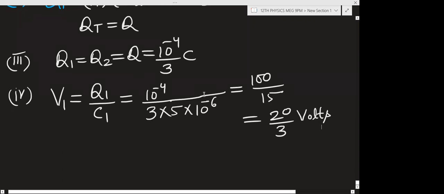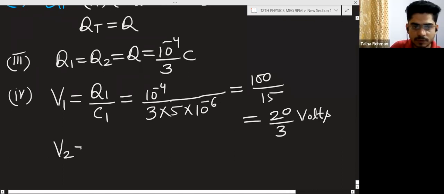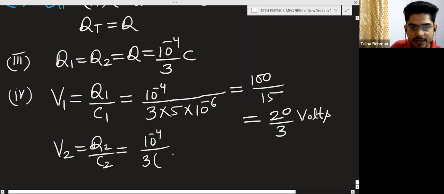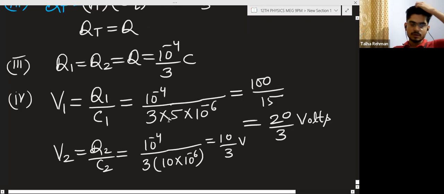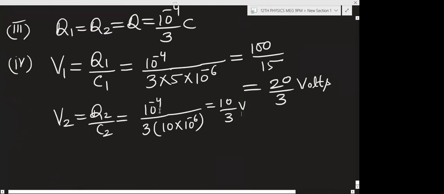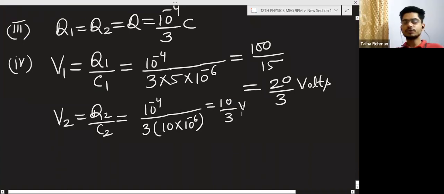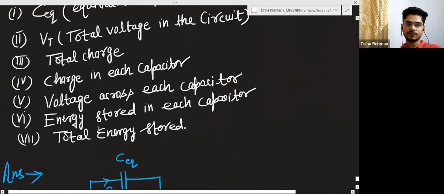Okay. And V2 is equal to Q2 divided by C2. And Q2 is again 10 to the power minus 4 divided by 3, and C2 is 10 into 10 to the power minus 6. When you calculate this, you will get 10 by 3 volt. Answer is 3.3 volt. No need to divide this further. You can write this answer also. It's also correct. If you want, then you can do.